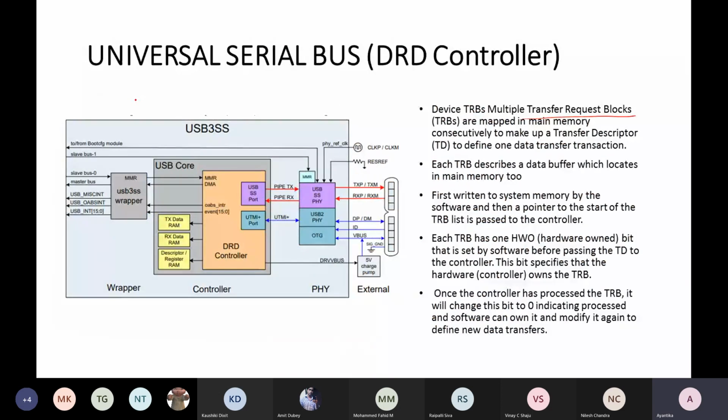Here we check each TRB has one hardware own bit. Based on that being set or reset, it is notified whether the request that came from the host part has been processed or not. So this is the hardware part of USB, which shows the indication whether a particular request has been processed or not.